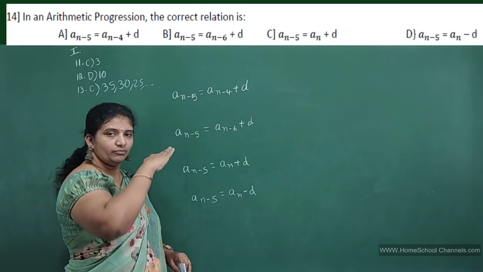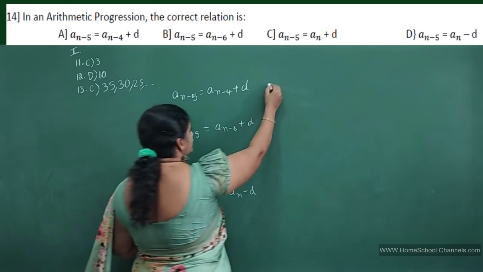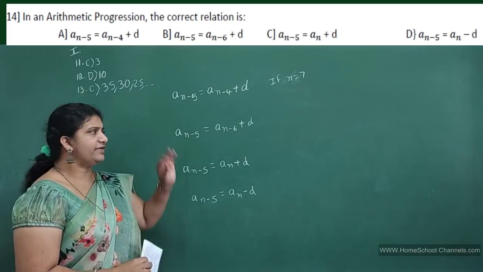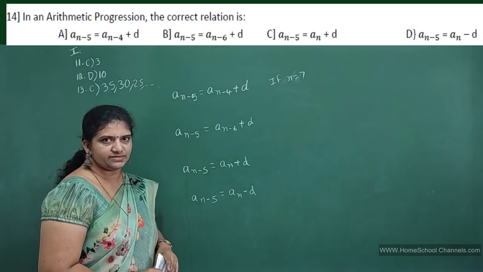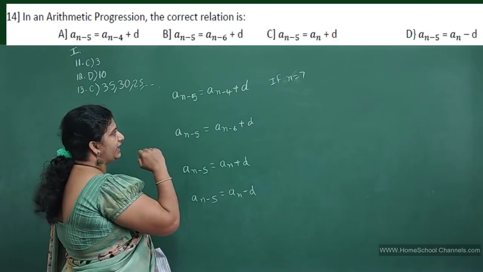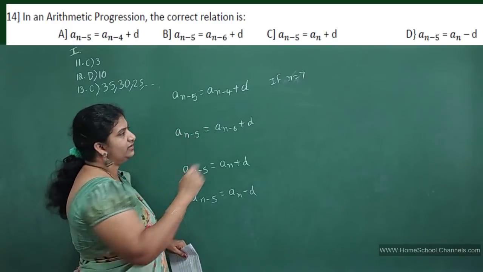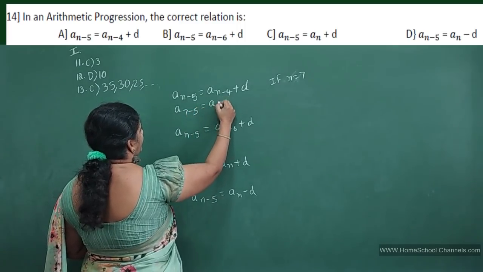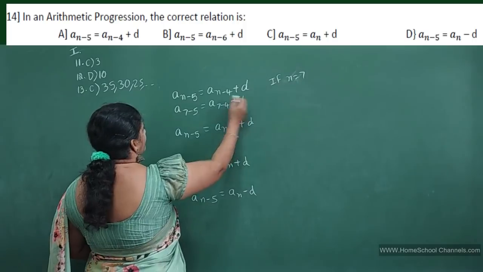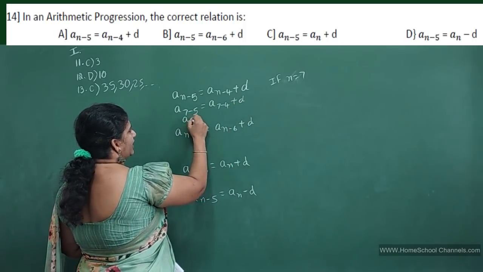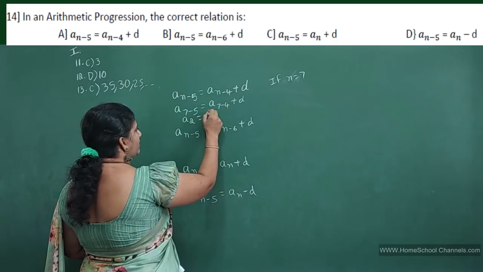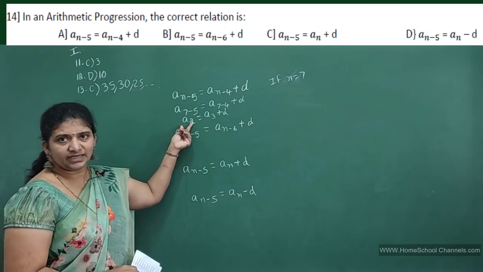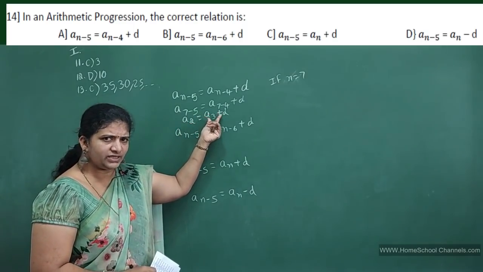Okay, let me take more than 6. That means n is equal to 7. Let me assume n is equal to 7. Fix n value 7 for all the options. Let me substitute that n value and try to check the relation. n is 7. 7 minus 5 is equal to A(7 minus 4) plus D. 7 minus 5 is A2. 7 minus 4 will be A3 plus D. Do we get second term if we add common difference to third term?